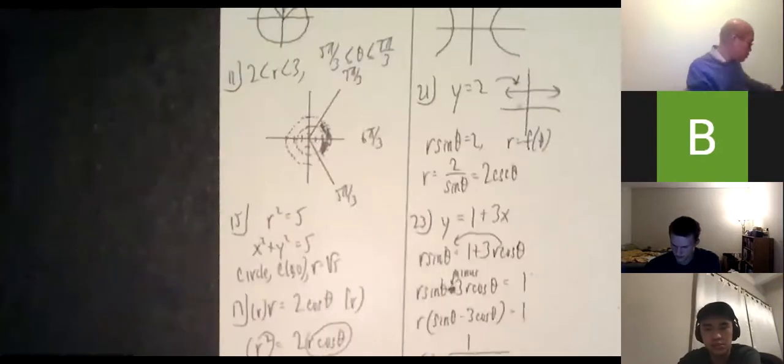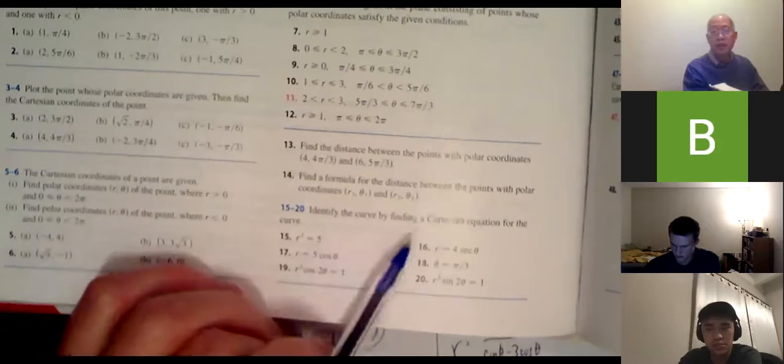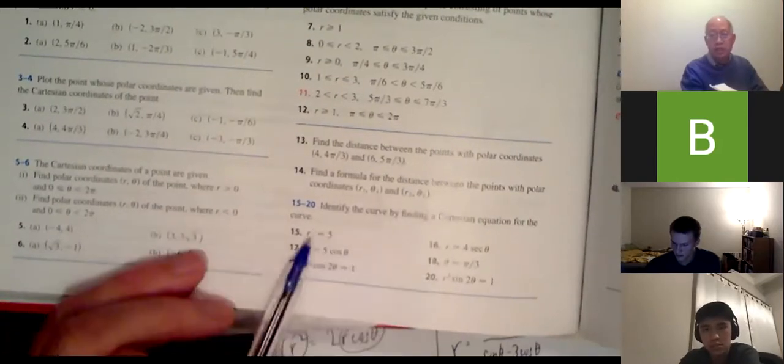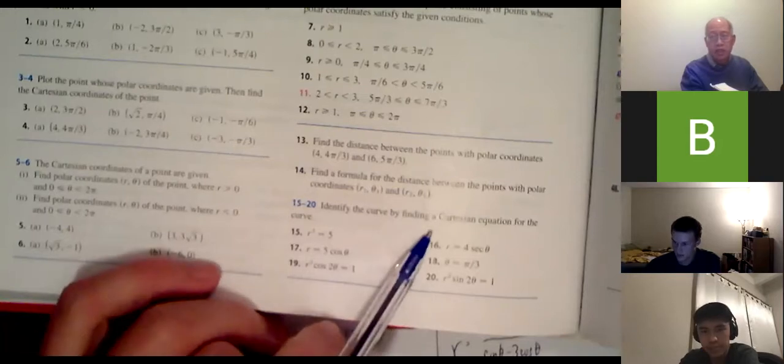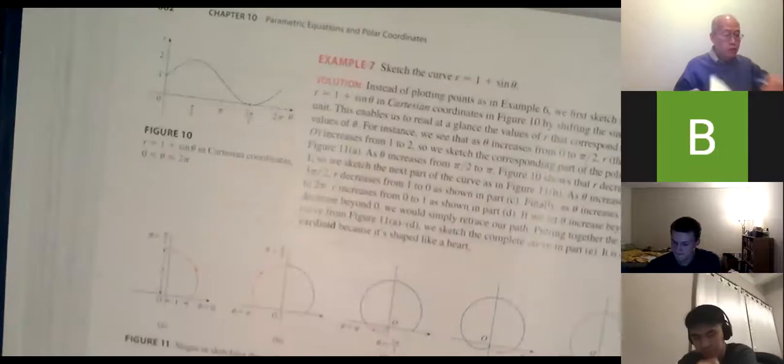All right, then we have some questions about identify the curve by finding a Cartesian equation for the curve. See, what's Cartesian? It's x and y. See, these are r and theta. Change it to x and y. How do I do that? I have these formulas, right?